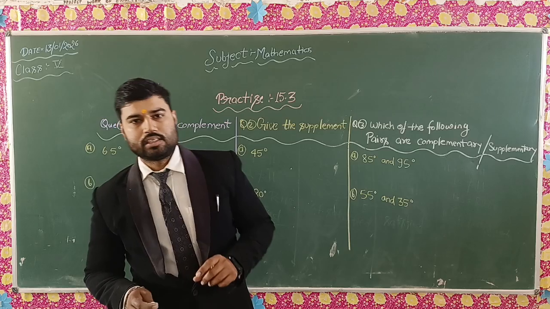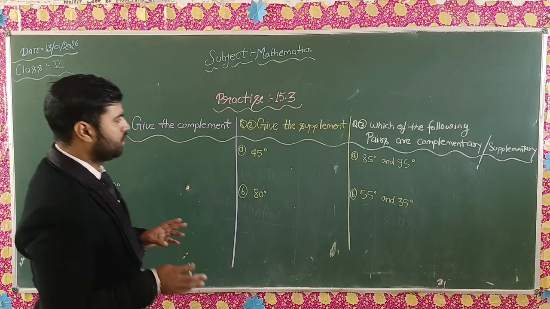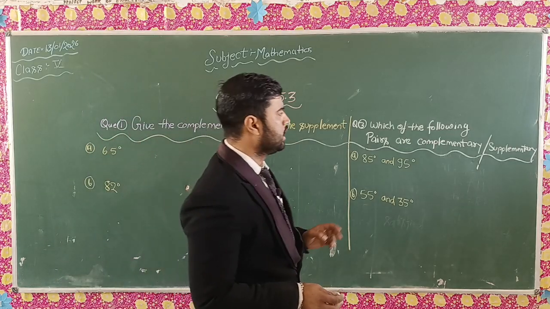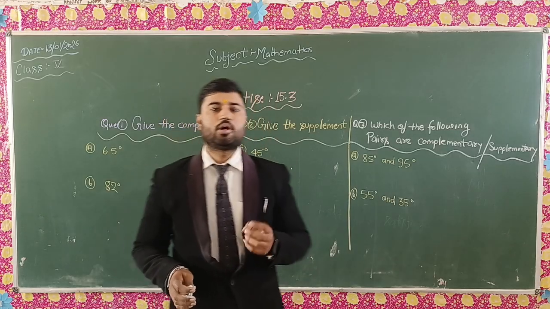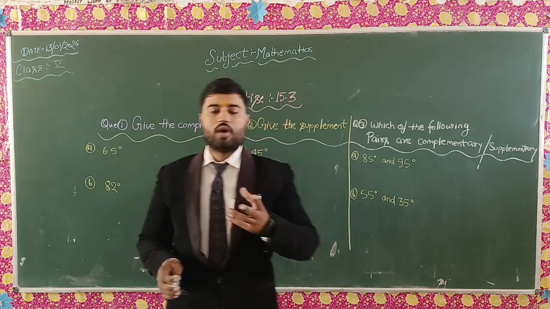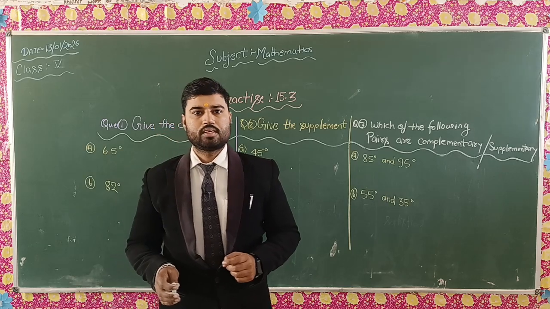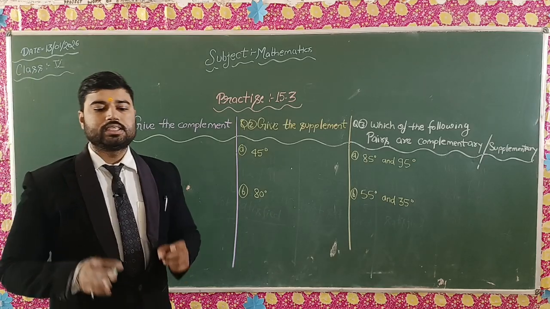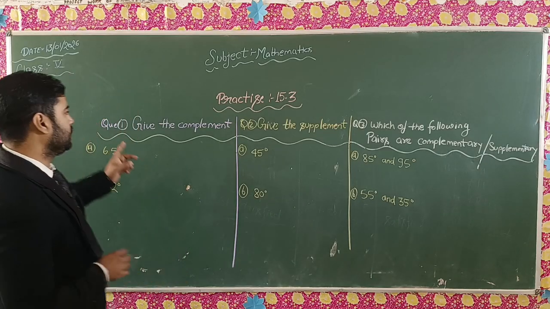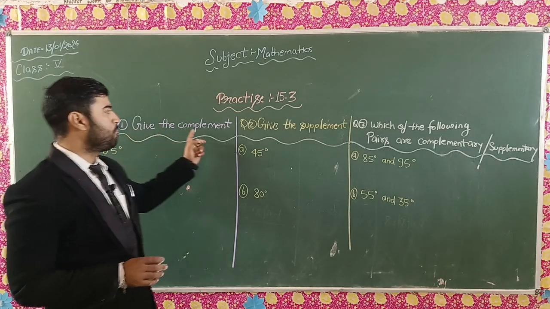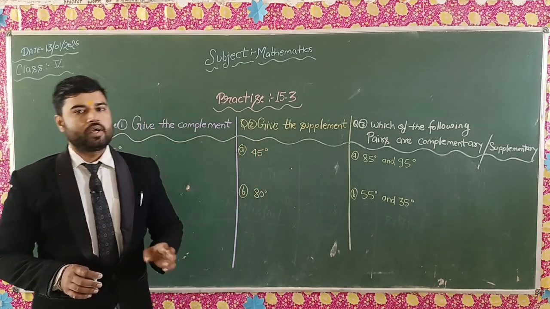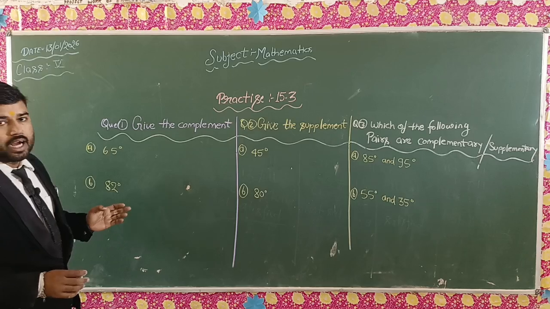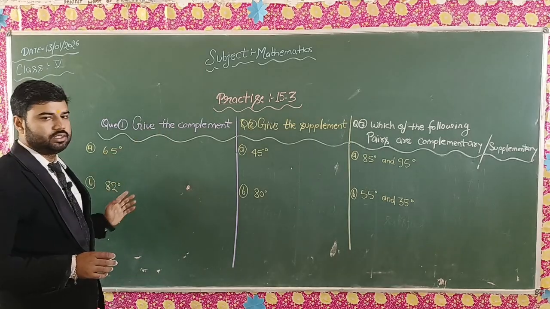Okay, now let's start. You all know about the pairs of angles. We have discussed the complementary angles, we have discussed the supplementary angles. Okay, and we also discussed the adjacent angles and vertically opposite angles. Now in practice 15.3 you can see in your book that there is question number 1, that give the complement for each of the following. There are some angles and you have to find out the complementary angles for these.